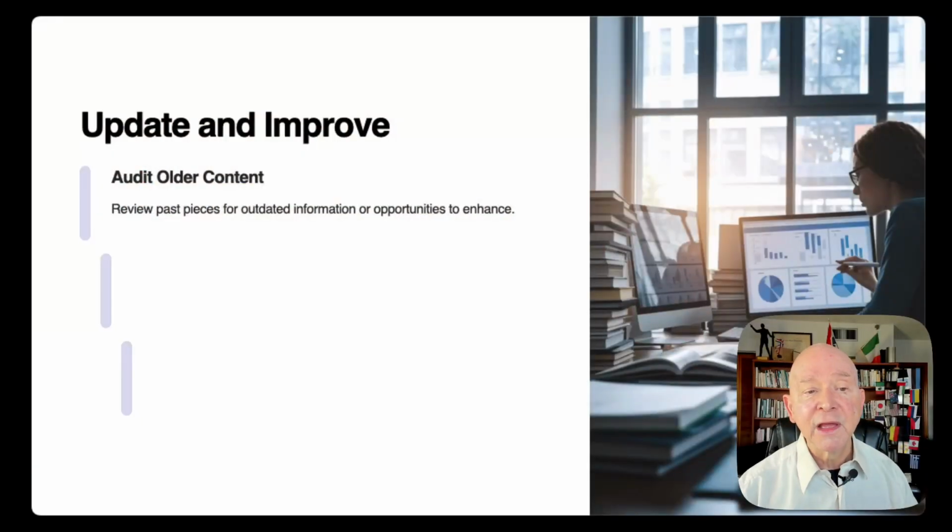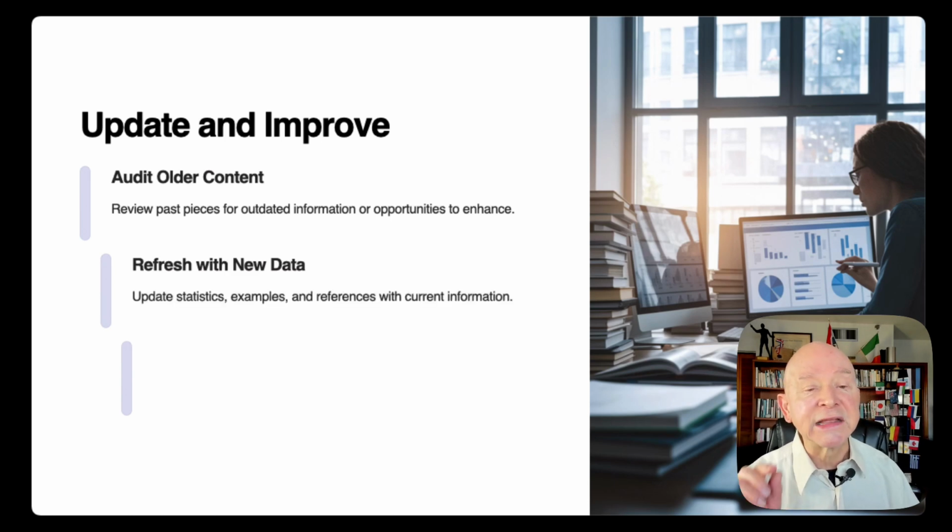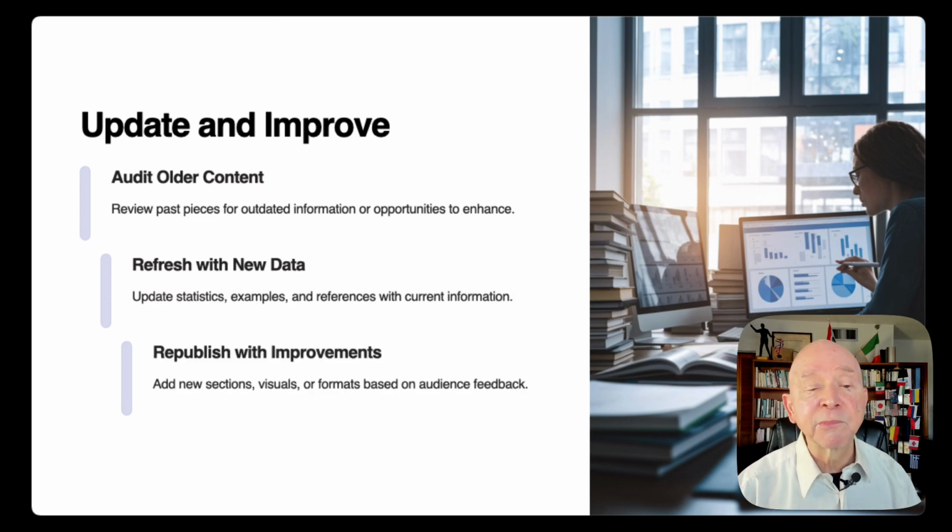So now updating it, you're giving some extra energy to that older content that you had before, and you're getting some really good capabilities with it in many, many different ways. This is something we highly recommend that you work with. So audit that older content, stay up with it, and then refresh the new data. Make sure that you've got updated statistics, make sure you've got examples and references with current information. Real important there. And then republish with those improvements.